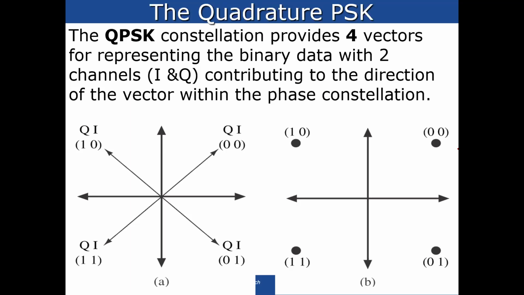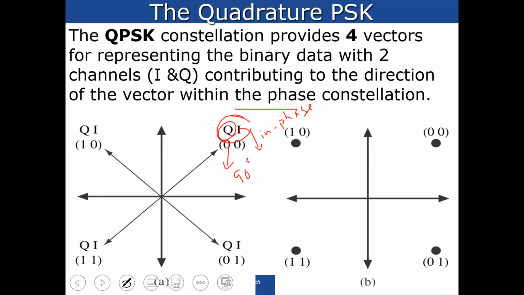You're going to notice here that the quadrature phase shift system uses 2 data channels, and we identify them as I and Q. One of them, I, refers to in phase. Quadrature means it is like a 90-degree phase shift.